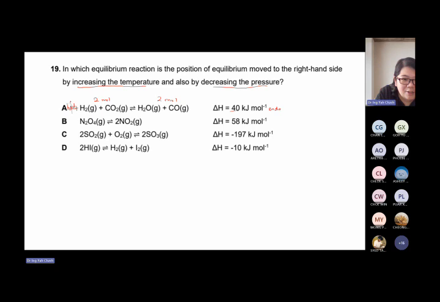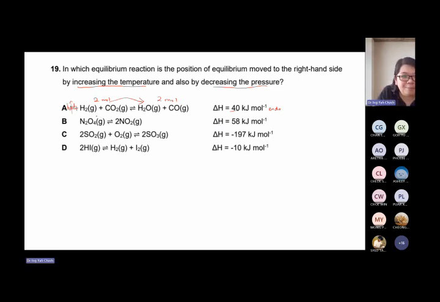So if I increase the temperature, see, heat is on the left. Increasing temperature is just like increasing the concentration of heat. So on the left hand side you have heat, temperature is increased, this concentration increases. So the equilibrium position will shift to the right hand side. Right hand side, correct. And then if we decrease the pressure, there is no change to the equilibrium position.